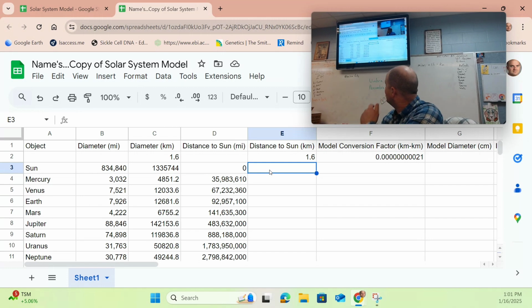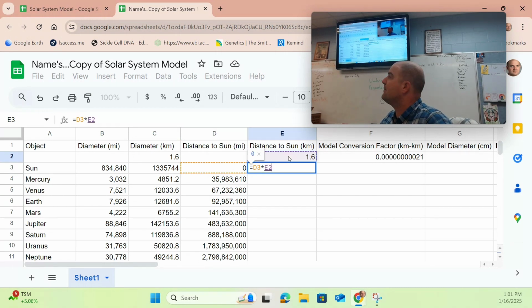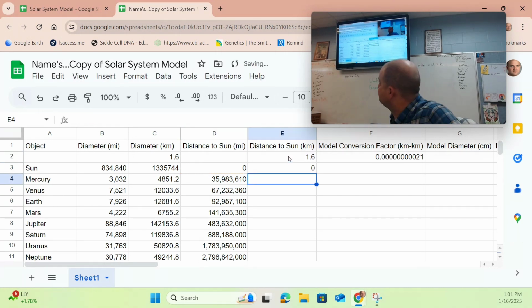Now, distance to sun kilometers, hit equals. Now you're going to click on D3, which is distance to sun in miles, times Shift 8, and then click on the conversion factor to go from miles to kilometers. And hit enter. And you should get 0. Got it? Good. Moving down to the next one.